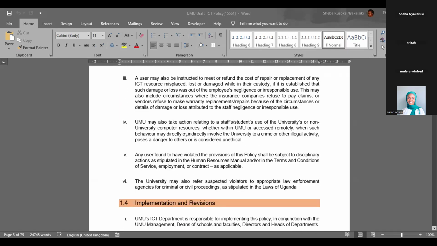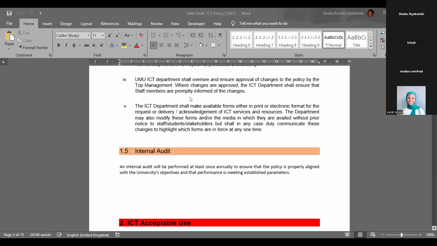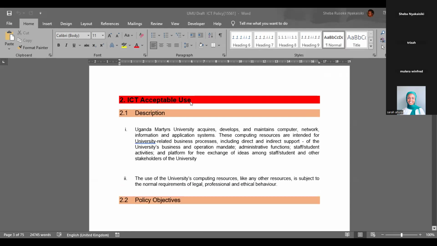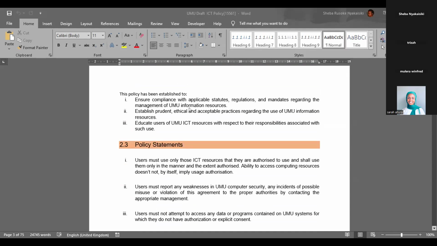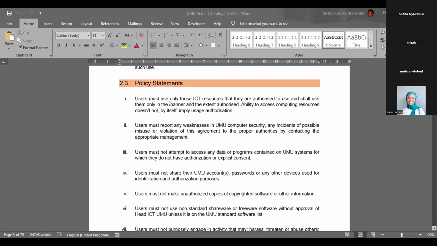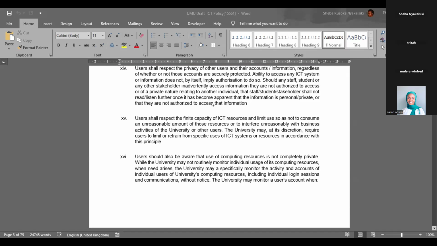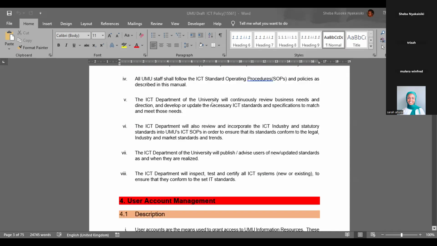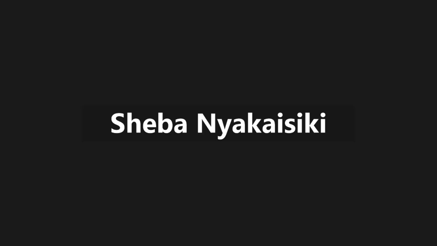So if you see, here you have the ICT acceptable use policy. It simply outlines the purpose and the objective of the policy statements. It says users must use only those ICT resources that they are authorized to use, and so on and so forth. So these are all different sub-policies, yeah? Now, let me just stop and go back to the slide.